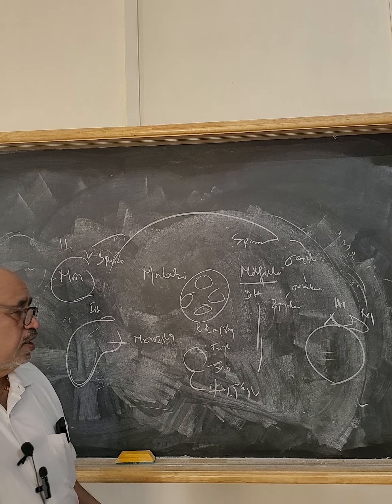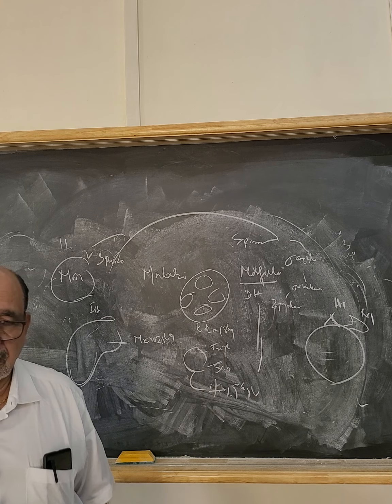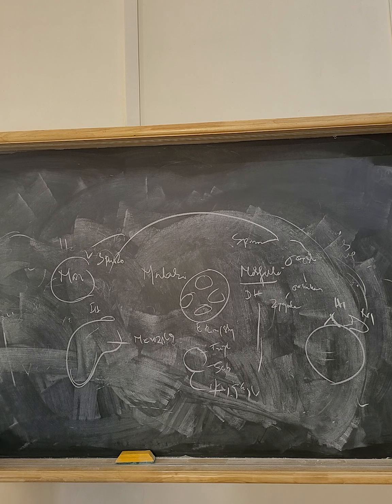Arboviruses present in India are dengue, chikungunya, Kyasanur Forest disease, and Japanese encephalitis. How many? 4. Dengue, chikungunya, Kyasanur Forest disease, KFD, and Japanese encephalitis. Thank you very much.